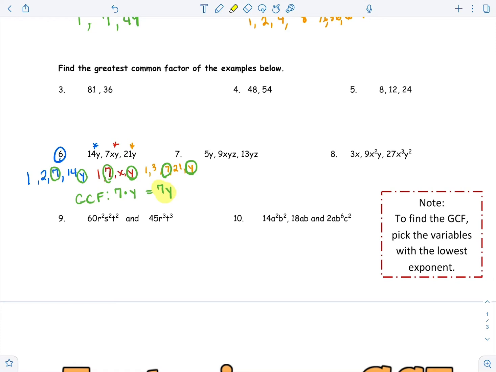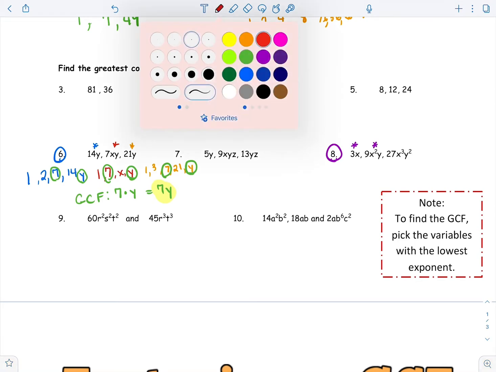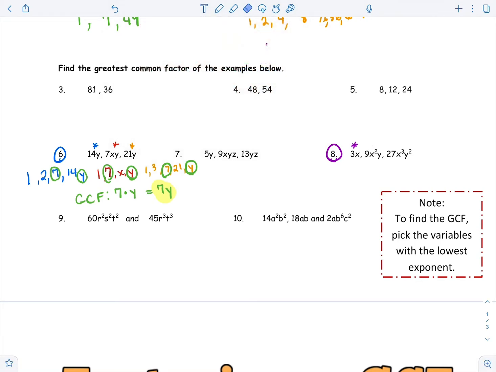All right, and of course it gets more complicated. Let's look at 8, because we've got time running out. All right, we have 3x, right? We have 9x squared. Wrong color. We have 9x squared y. And we have 27x cubed y squared.